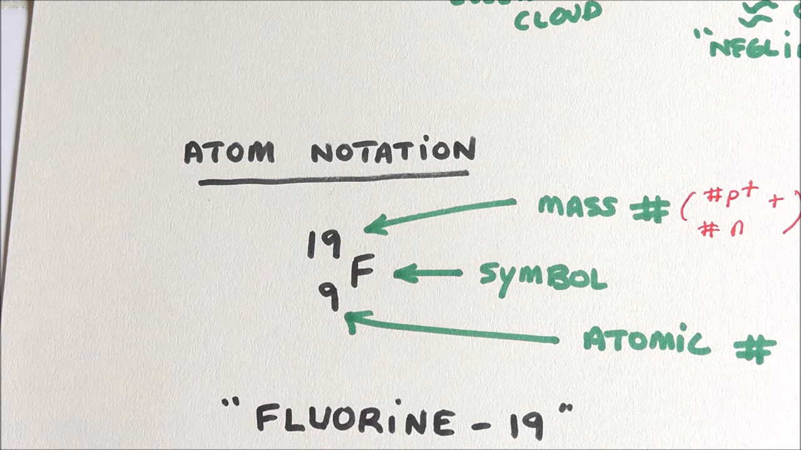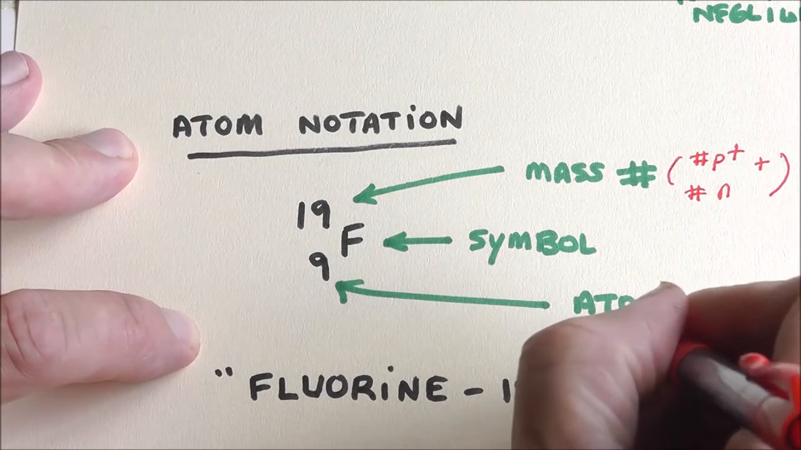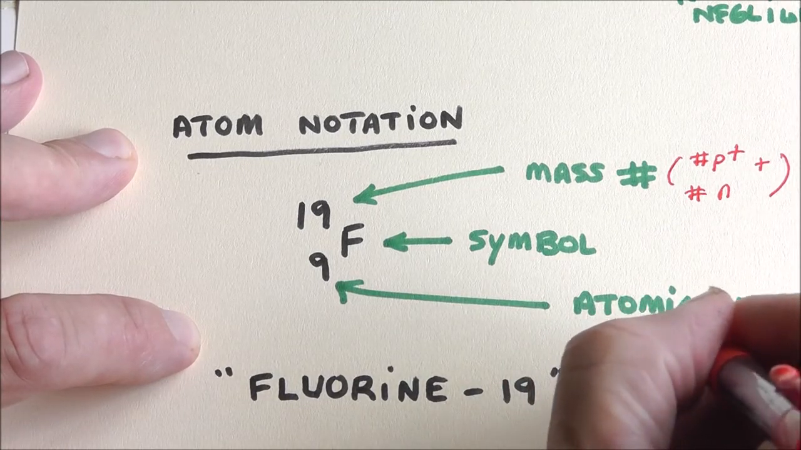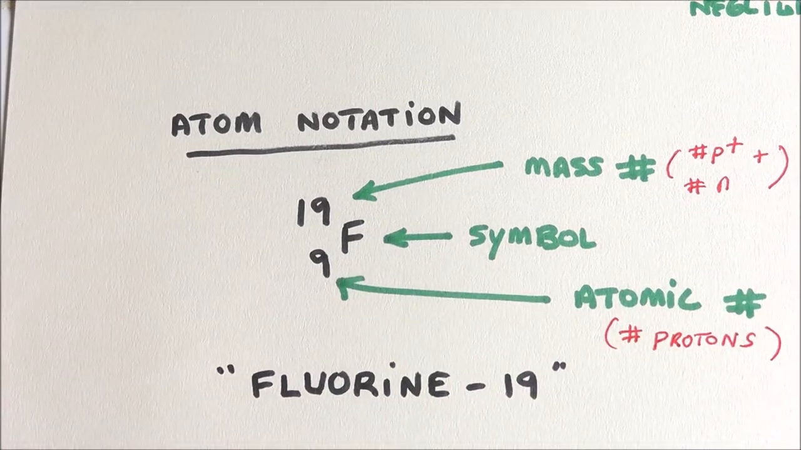Atomic number is going to be very, very specific. This is the number of protons only. Think about how boring the world would be if we just said element number 9 with 9 protons. That's why we give it the name fluorine.